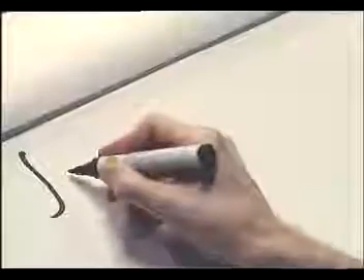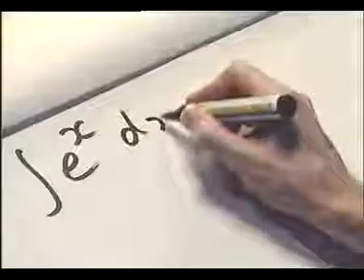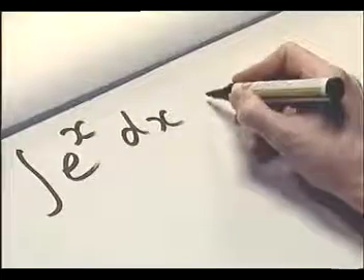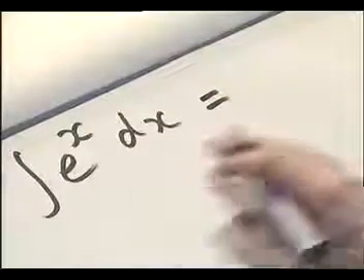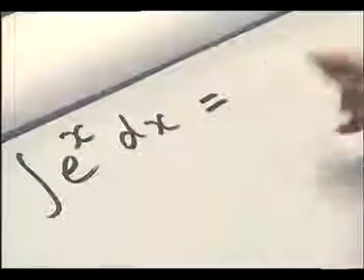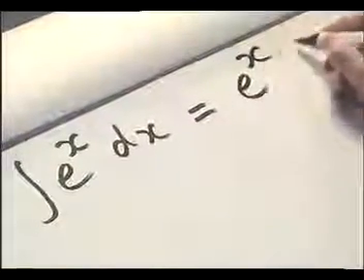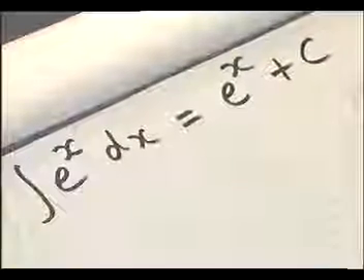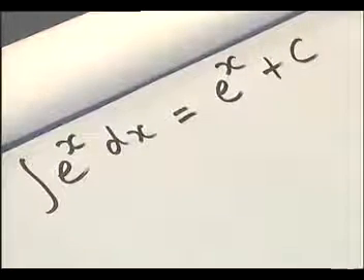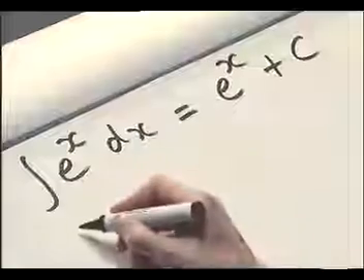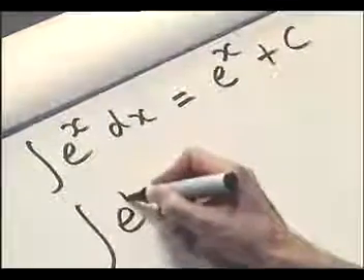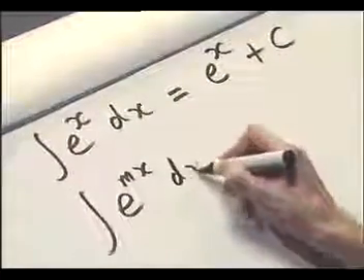Next standard form, the integral of e to the x with respect to x. We know that e to the x is its own derivative, so when we integrate it, we must get exactly the same form, e to the x again. What if we've got e to the mx dx?